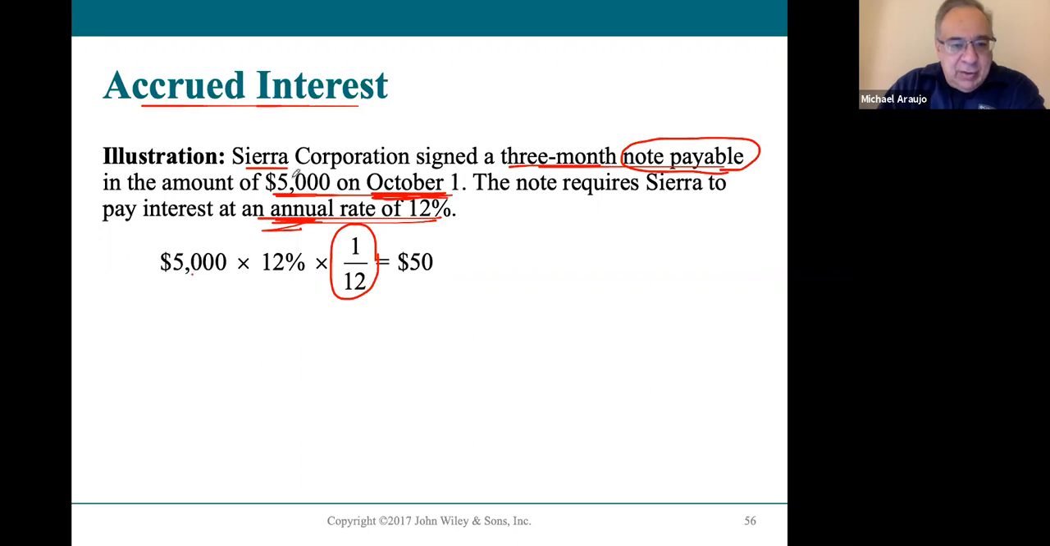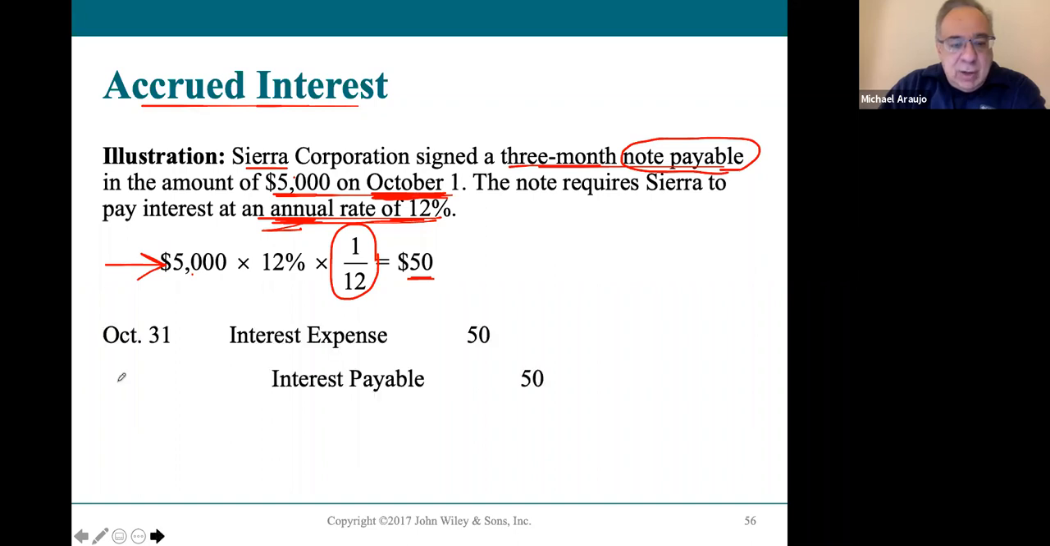So $5,000 is the amount of the loan times 12%, which is the annual rate, times 1 month over 12 months. $50 of interest should be expensed in October on this note. And this is how you calculate it: the amount of the loan times the annual rate times 1 month over 12. Okay. Because in every single case in this book, you're only going to need to really calculate the interest for the month that they want to expense.